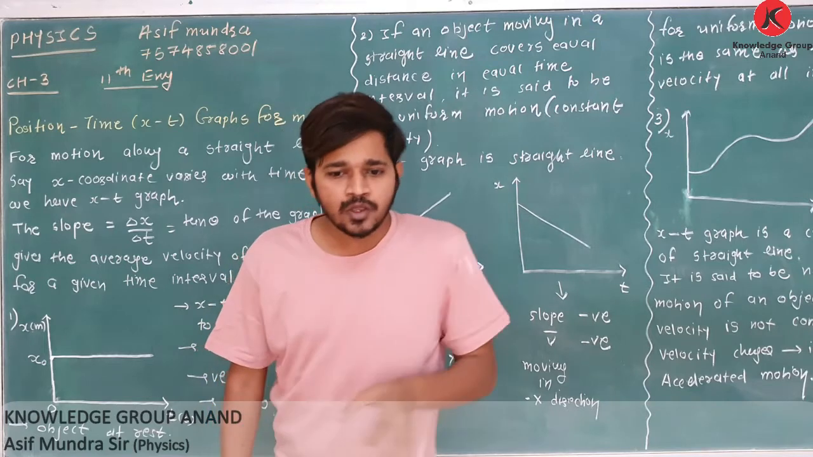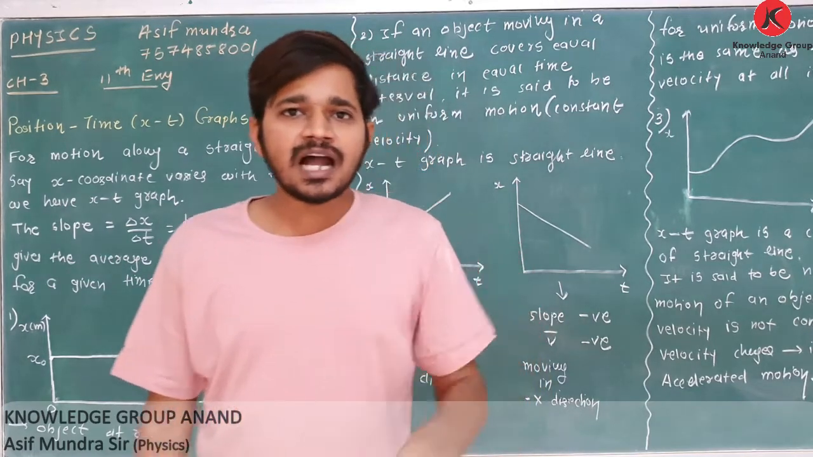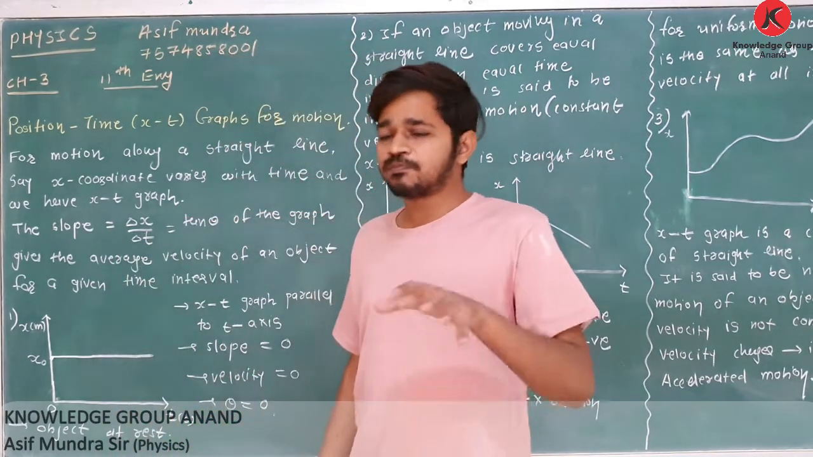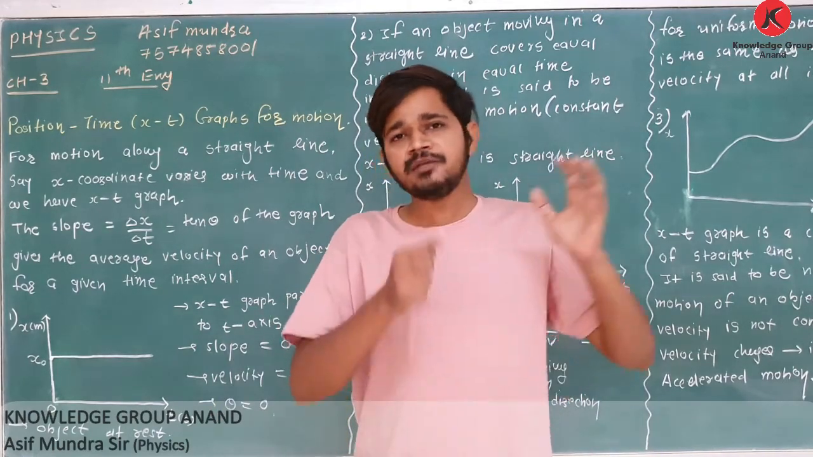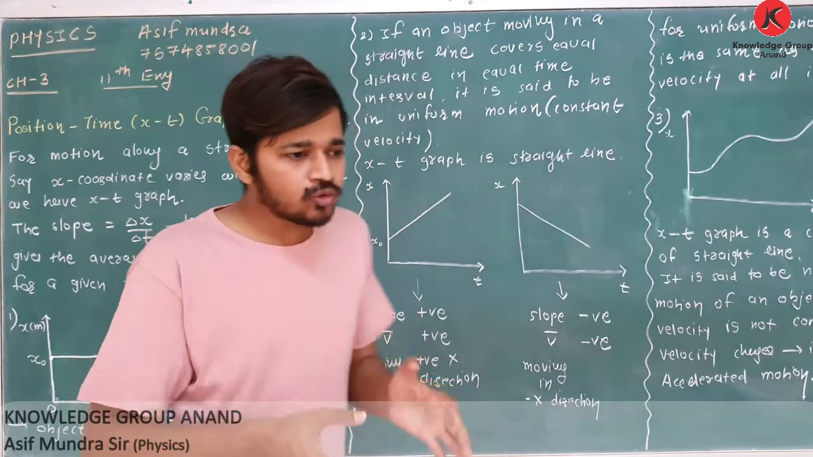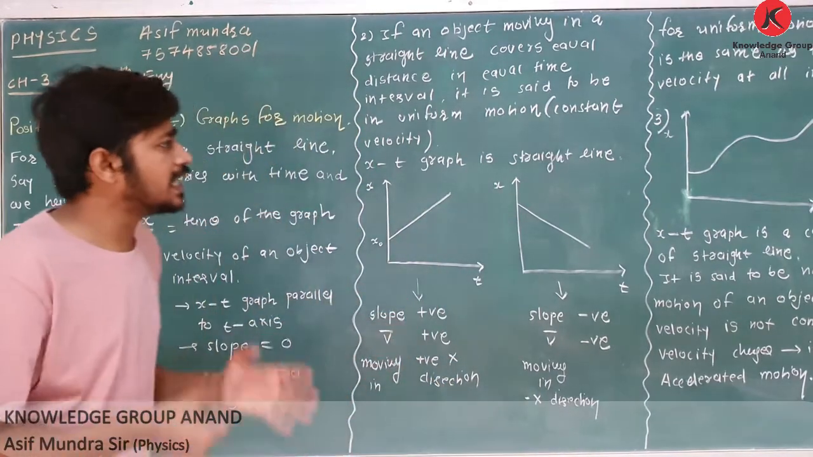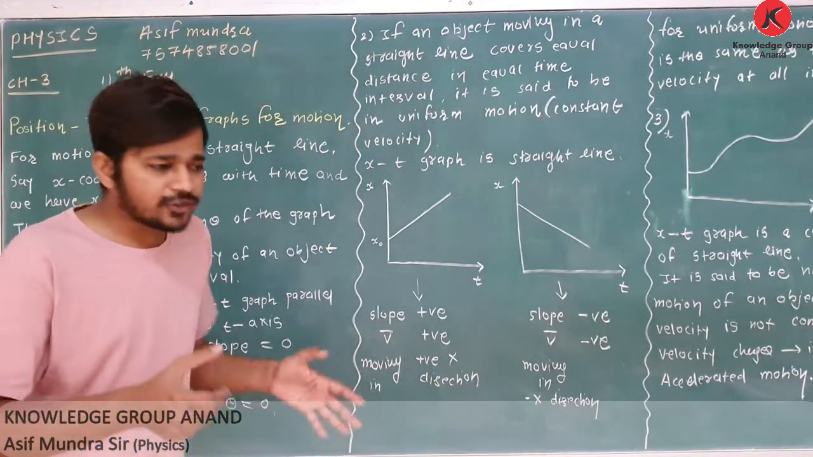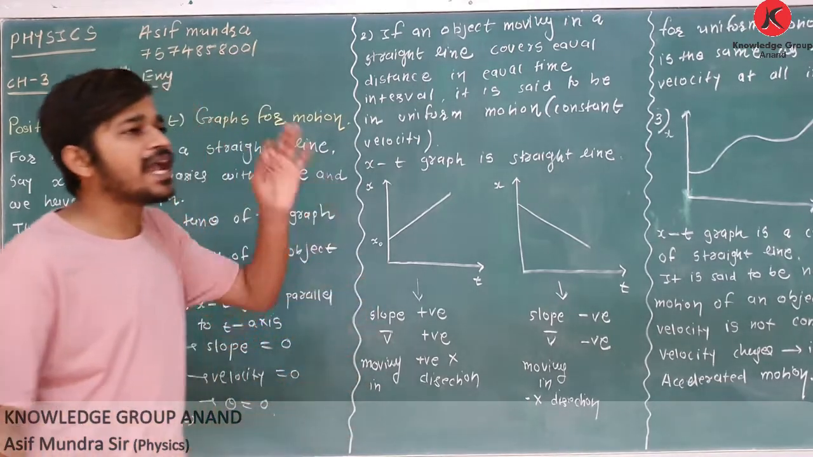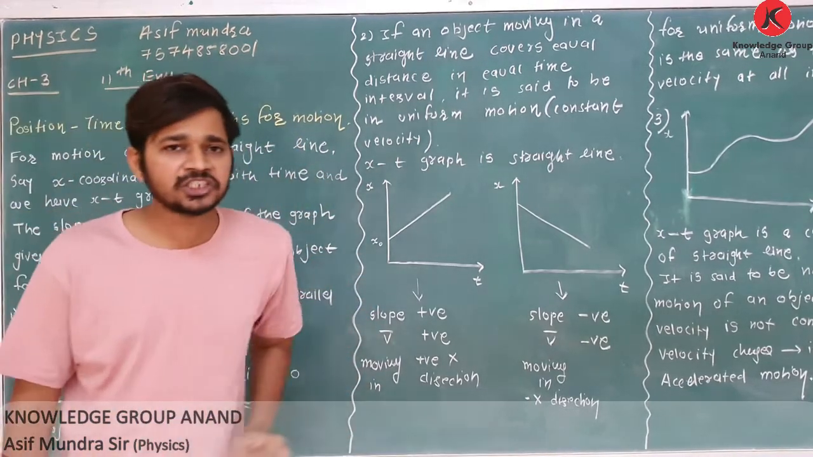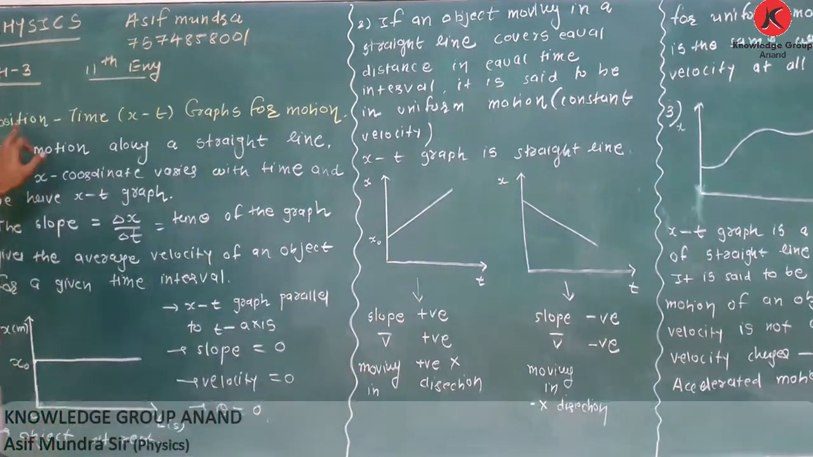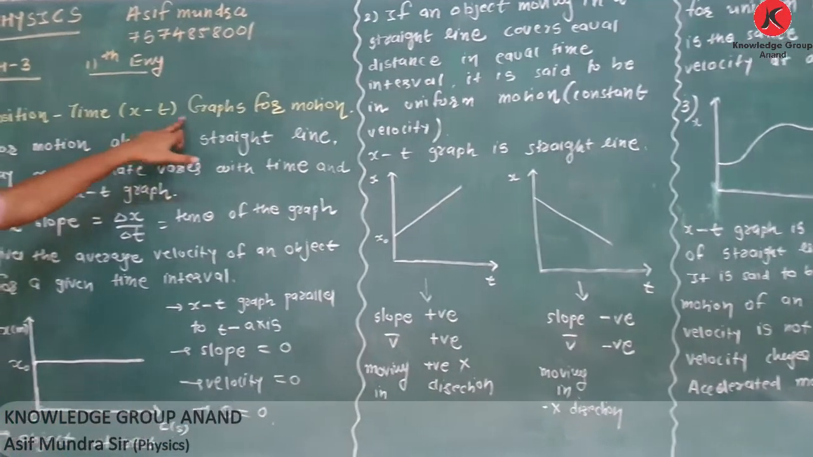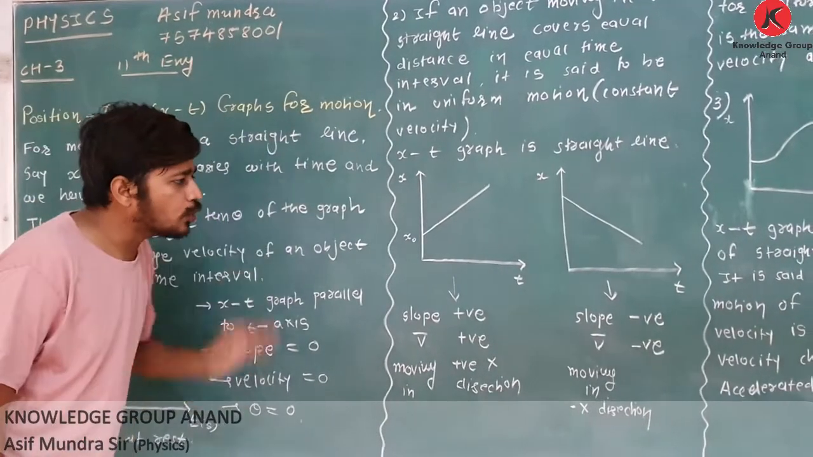Okay. Now, for motion, a graph is one of the most powerful tools to understand or represent any motion. How to represent motion as a graph? See, here we will study the x-t graph. x means position and t is time. Okay, x-t graph. What is position, time, x-t graphs for motion?